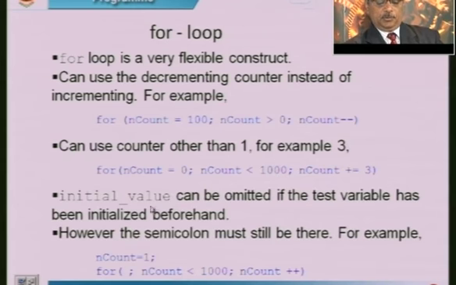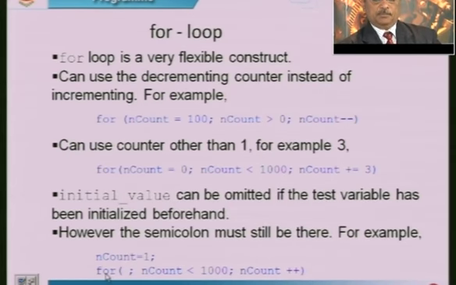The initial value can be omitted in the for statement if the test variable has been initialized before. For example, if before this for statement you initialize n count equal to 1, then there is no necessity of reinitializing it once again here. You just put a semicolon, and it is implied that whatever initialization was done previous to this statement will be taken, and then your condition will be similar to this, and the process continues. So this is another way of using the for loop.